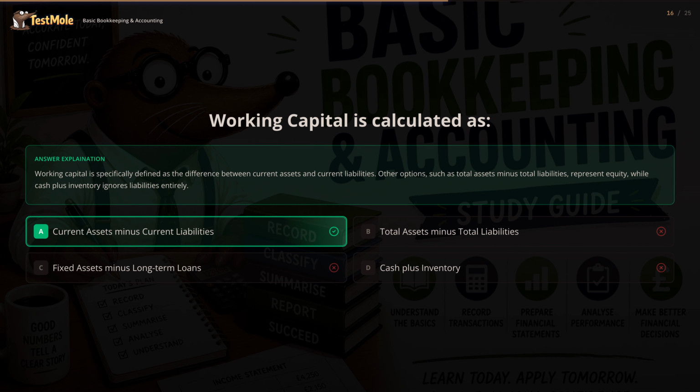Working capital is specifically defined as the difference between current assets and current liabilities. Other options, such as total assets minus total liabilities, represent equity, while cash plus inventory ignores liabilities entirely.